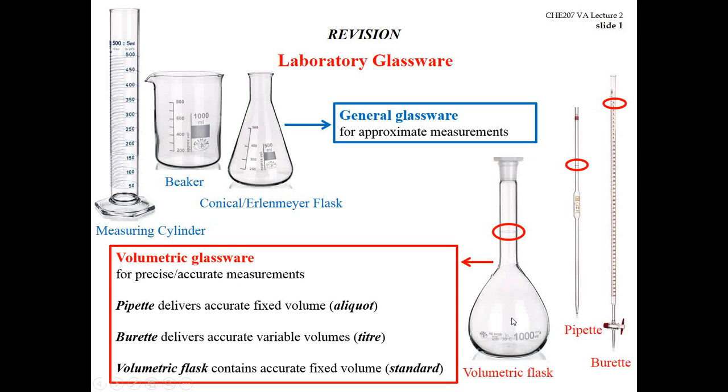The volumetric flask is used to contain a certain amount of solution. We use volumetric flask to make standard solutions. The burette is to deliver accurate but variable volumes. We use it for the titrant. The pipette is also to deliver the solution, but it has a fixed volume. We call it aliquot.